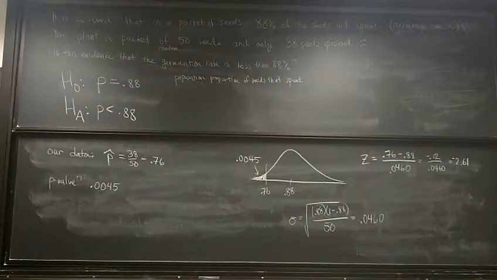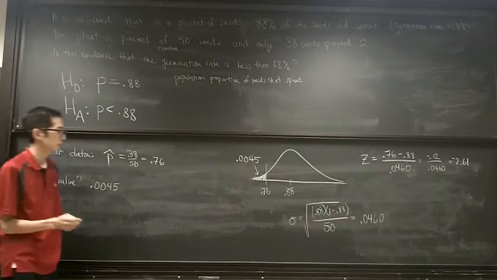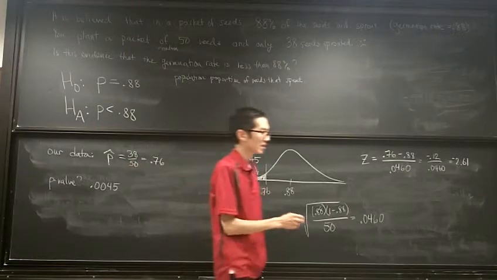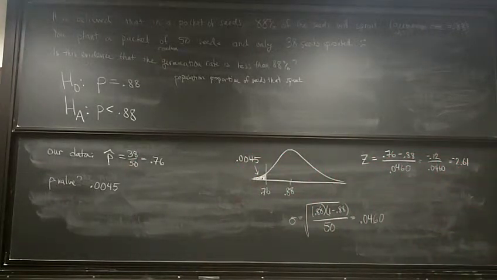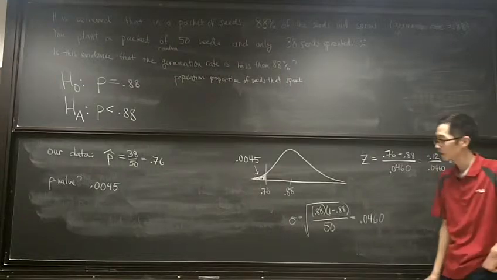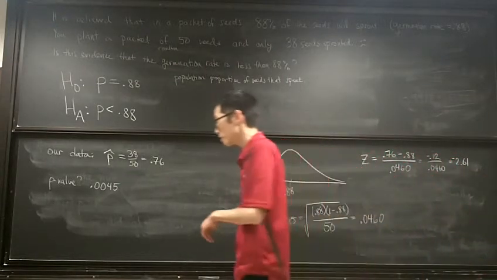Okay, so my p-value is 0.0045. What does this mean? It's less than 1%, less than half of 1%. This is a small p-value, and so that tells me what about my seed packet? Most likely not correct. Your hypothesis is most likely false.